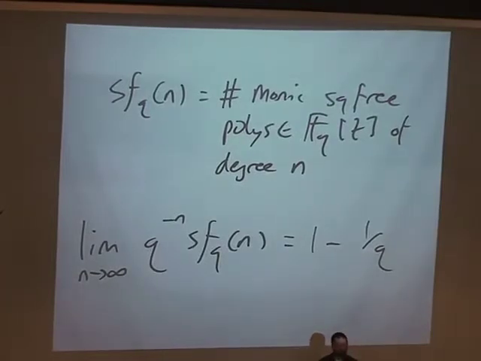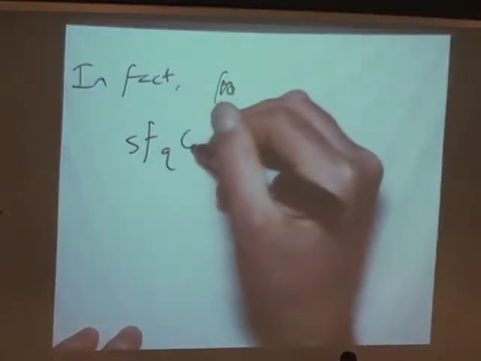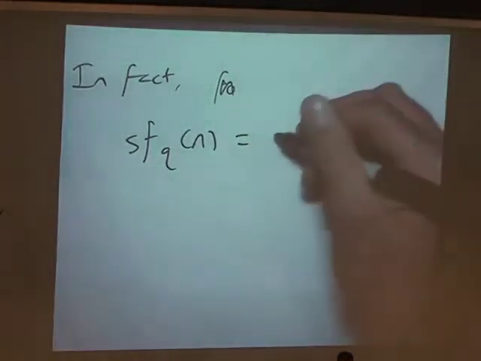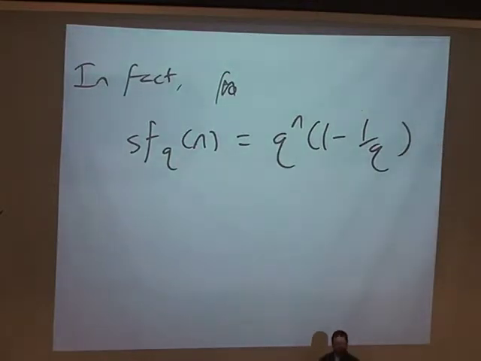So I said I didn't prove this. I actually am going to prove it, or at least show you how a proof works. And I'm actually going to prove that in this case, something much stronger than this is true. So let me say what I mean. In fact, I'm going to say the same thing, but without the limit. The number of square-free polynomials is equal to q to the n times 1 minus 1 over q on the nose, with no error term whatever. So not plus a little o of anything, but just simply is equal.